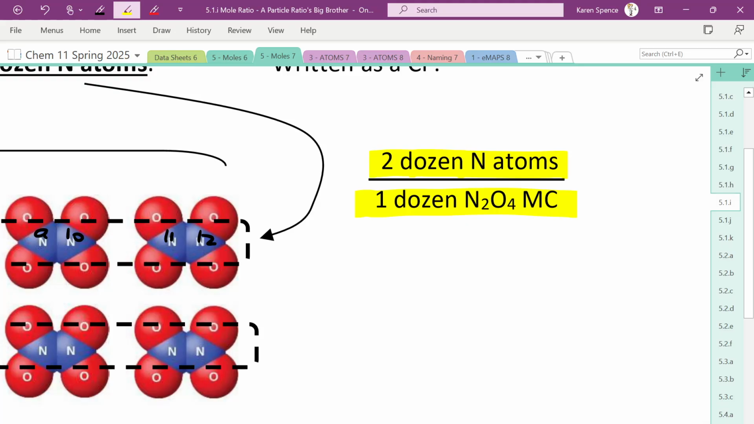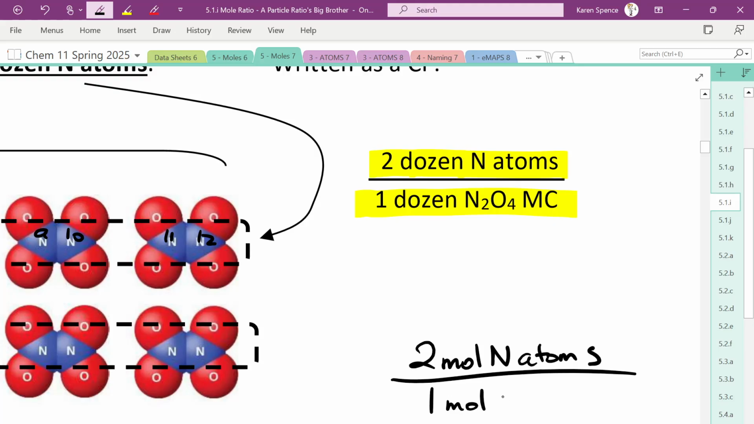Now, what if we scale up to an even bigger number? What's a really big number that we know? 6.02 times 10 to the 23. We know a mole. Yes? The ratio for a mole, there's going to be 2 moles of N atoms for every 1 mole of N2O4 molecules. Yeah? And it just gets bigger, but it's always 2 to 1, 2 to 1, 2 to 1, 2 to 1. Okay?